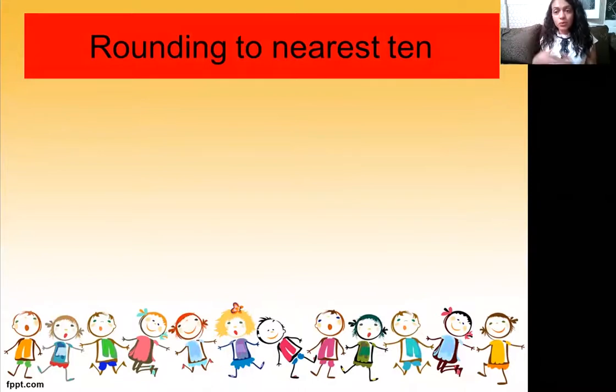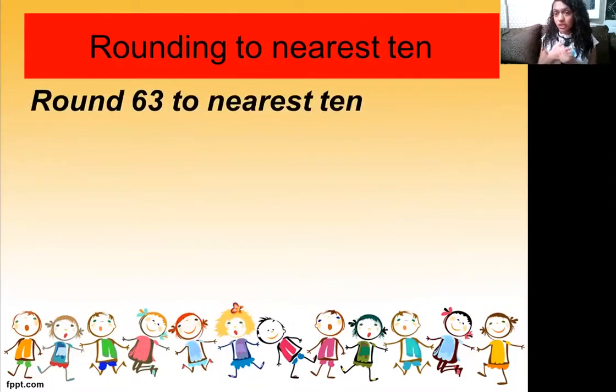And what is the meaning of multiple of 10? Adding 10 every time, like 10, 20, 30. Very good. 40, 50, 60, and 70, and 80, and so on. I'm adding 10. So if they tell me here, round the number 63 to nearest 10, the first thing I have to think about is: is 63 closest to what multiple of 10?